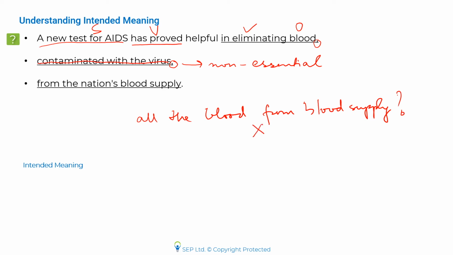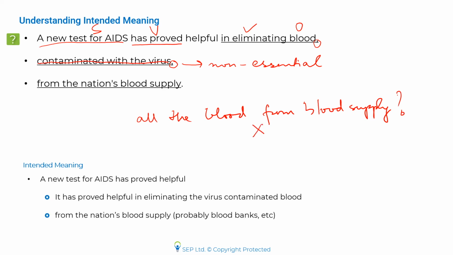This is totally illogical. The intended meaning seems to be that a new test for AIDS has proved helpful in eliminating the virus contaminated blood, and this virus contaminated blood they are eliminating from the nation's blood supply, probably blood banks and so on and so forth. Alright, so let us see which sentence conveys this meaning correctly. What has happened here is that contaminated with the virus was supposed to be a very important essential piece of information. However, it has been treated as a non-essential piece of information. Let us see which sentence puts this correct.